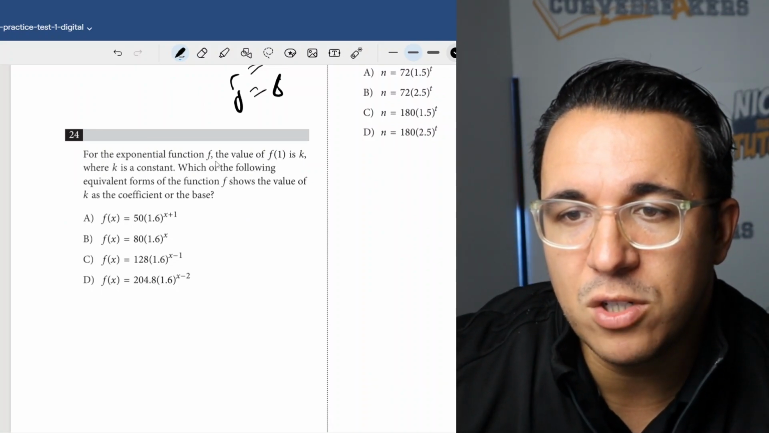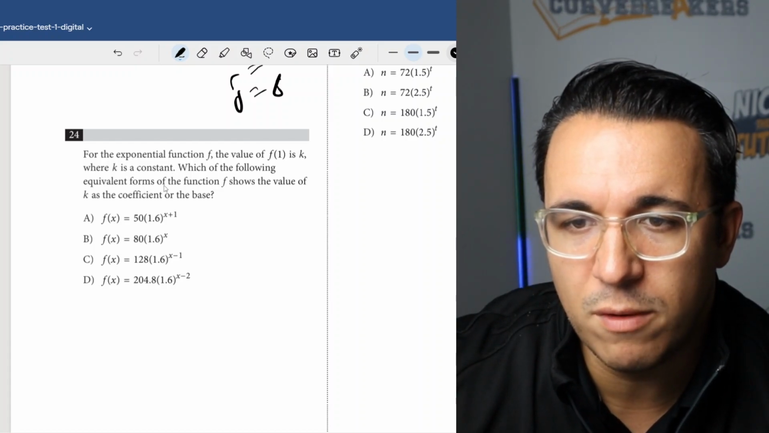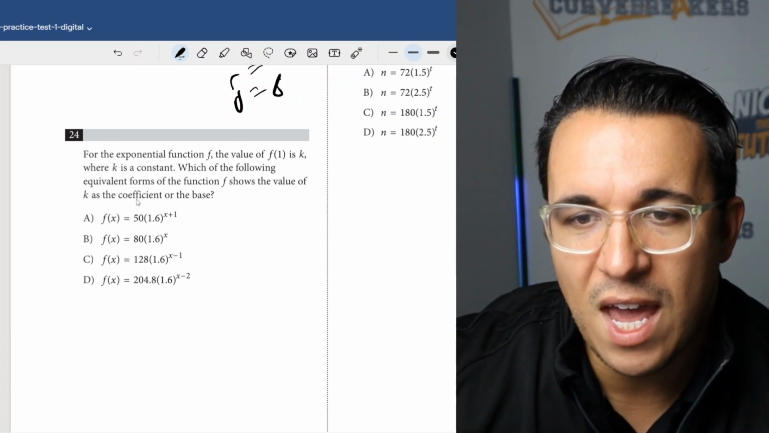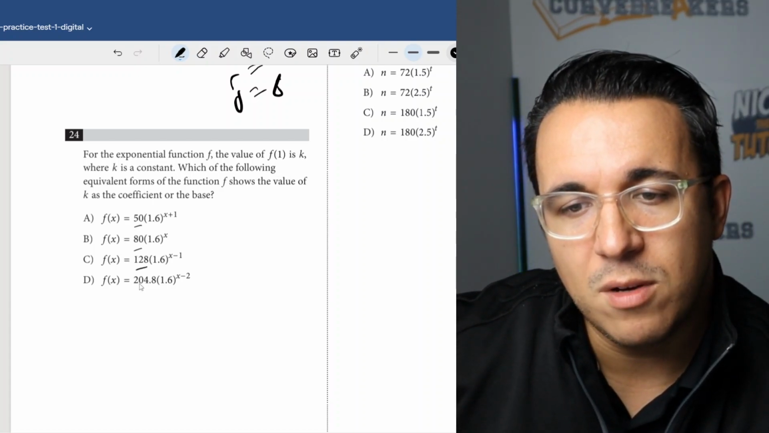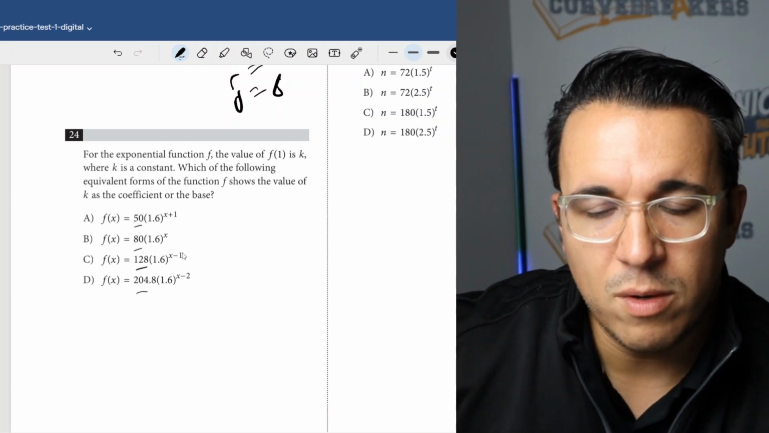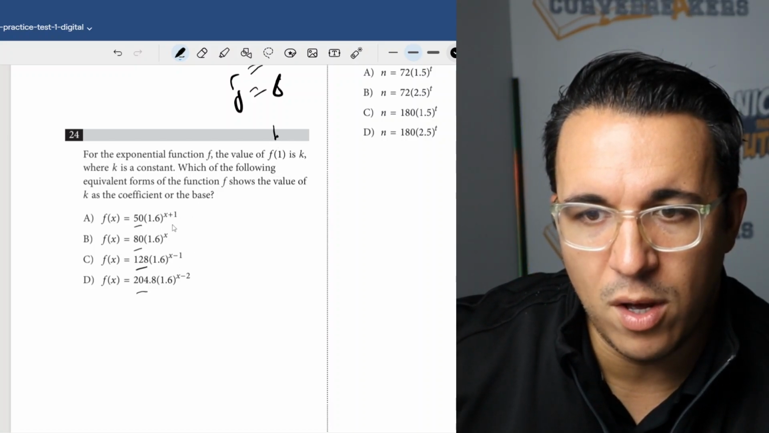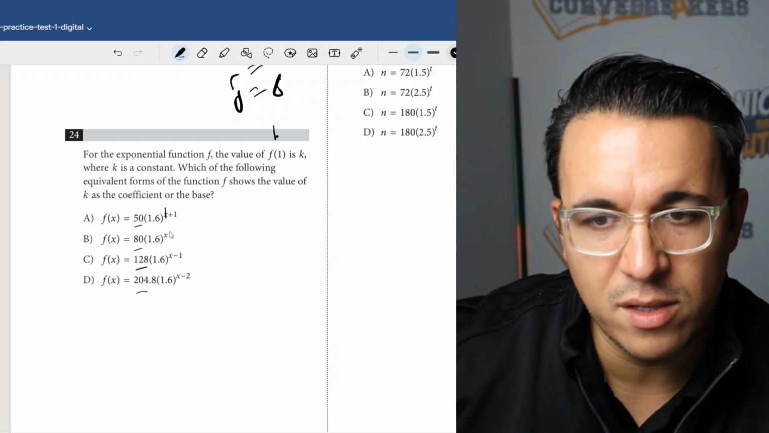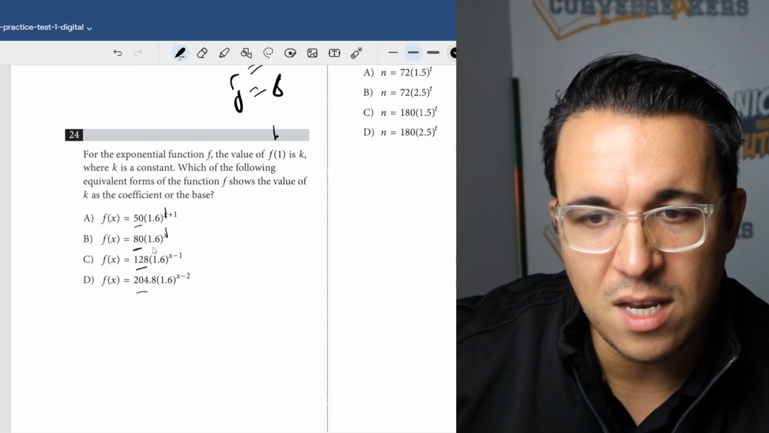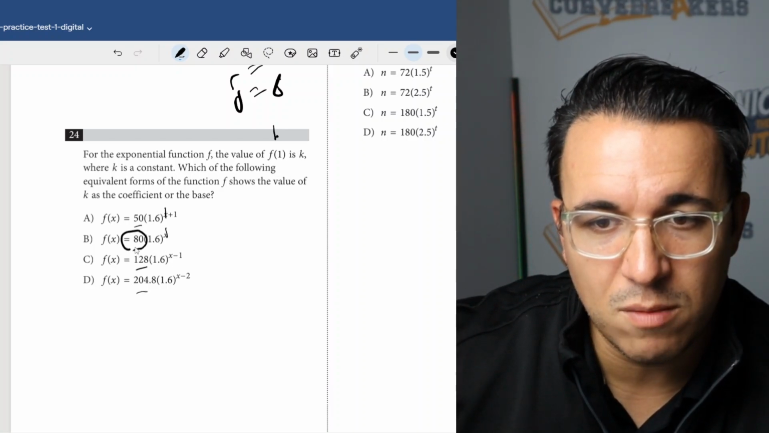For the exponential function f, the value of f of 1 is k, where k is a constant. Which of the following equivalent forms of the function f shows the value of k as the coefficient or the base? So this would be the coefficient slash base here. What we want is just the base. So if we put in 1, that's going to be 1 plus 1, so that's going to be squared. So we're going to get a number that's bigger than this. Once again here, 80 times 1.6, that's going to be bigger than 80. We wanted just the base here, right?